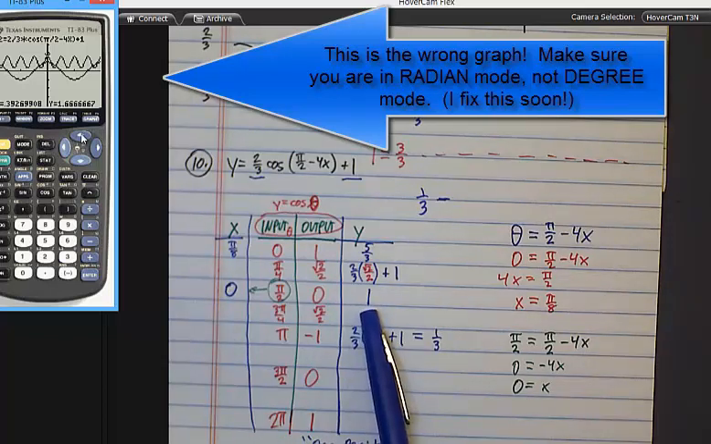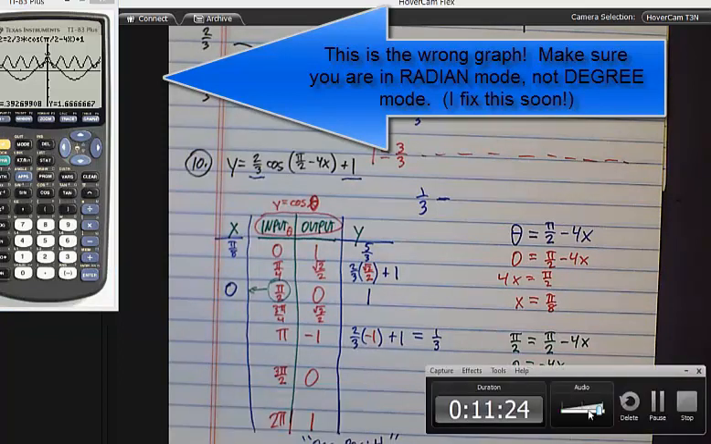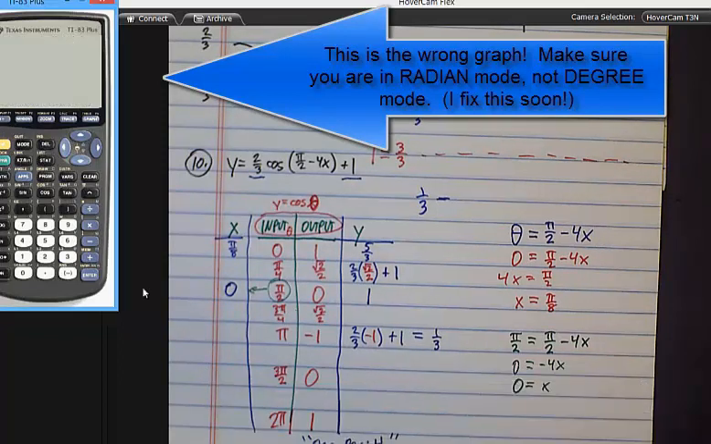So let me try that. Let's see it. If I hit second calculate again for trace, and I choose a value of 0, it says that my y value is 1. Okay? Now again, why does that happen? That's y1 cosine. Here's y2, 1 and 2/3.